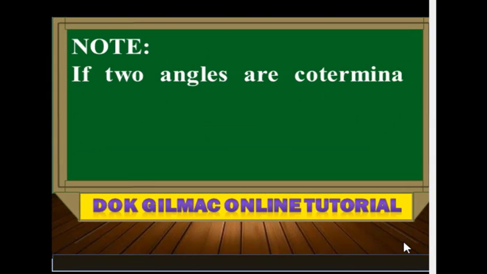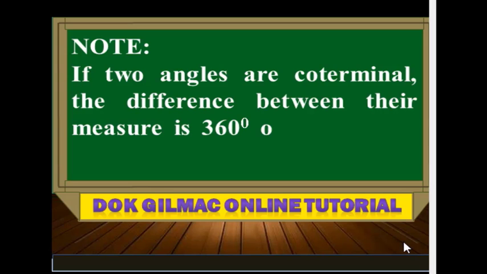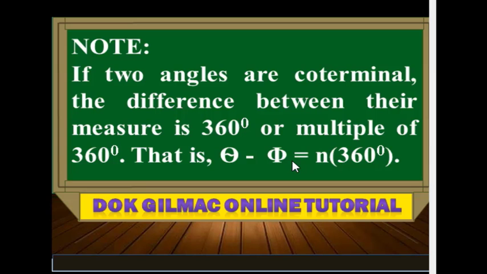Take note, if two angles are coterminal, the difference between their measures is 360 degrees or a multiple of 360. That is, theta minus phi is equal to n times 360 degrees.